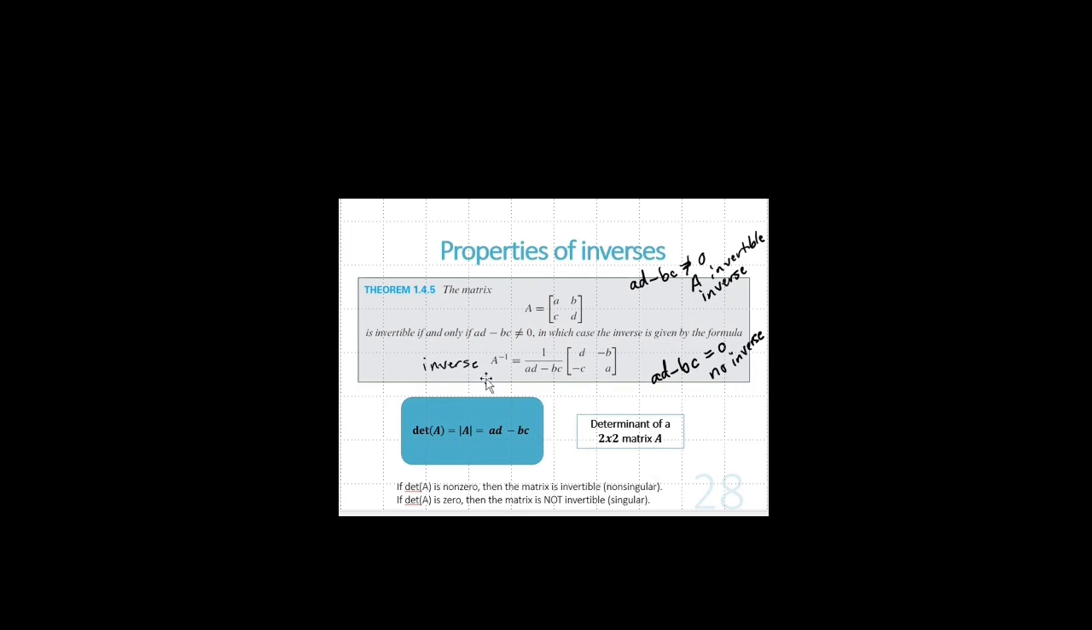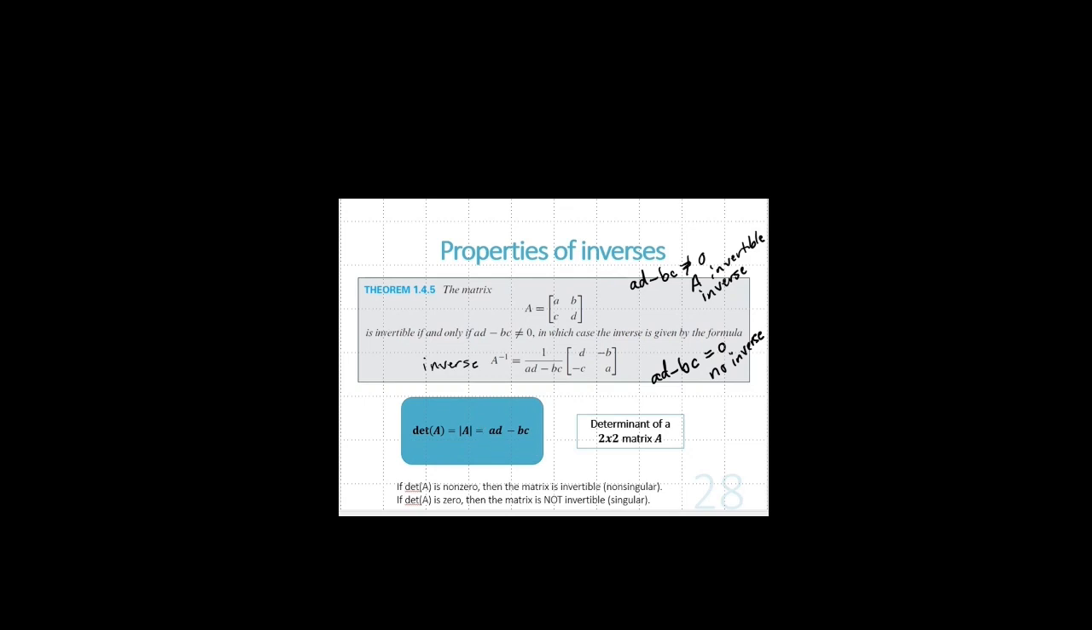Now, just one other thing definition-wise: this quantity AD minus BC is called the determinant of A. That's going to determine for you whether or not your matrix is invertible. So they call that the determinant of A, and it equals your quantity AD minus BC.